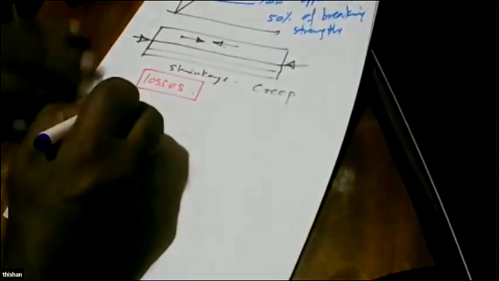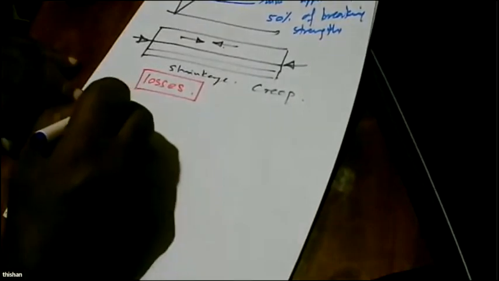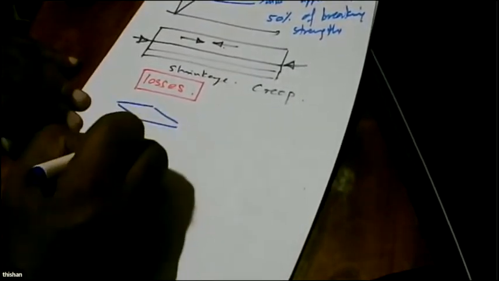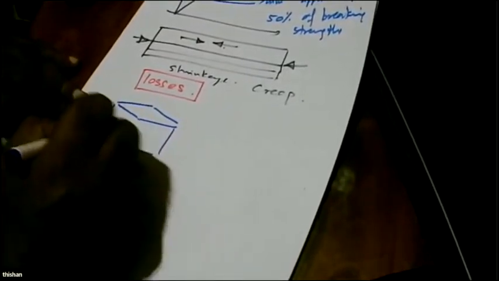Then what you have to see is how much stress we can allow in pre-stressed concrete. So if you look at the earlier theory with the British standards, we went with the cube strength.